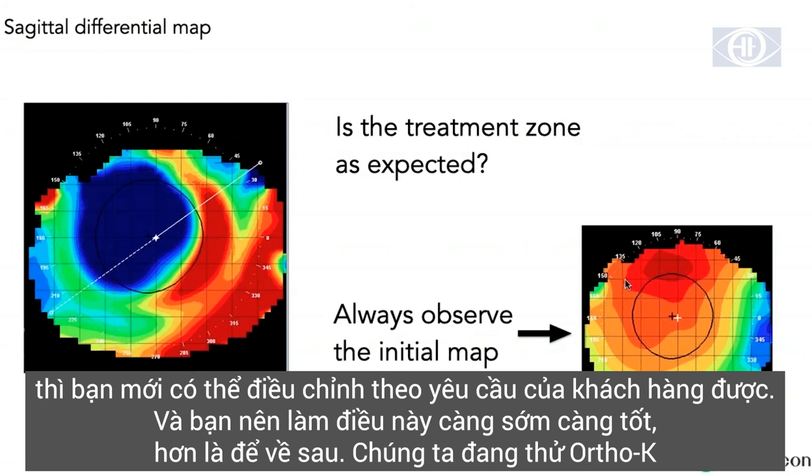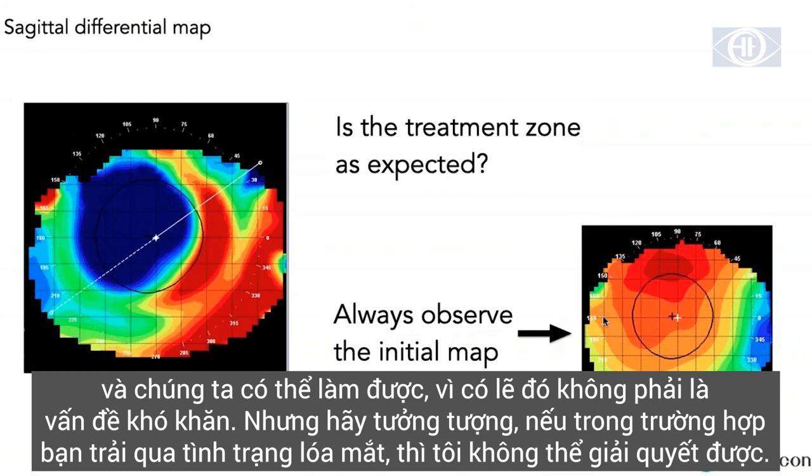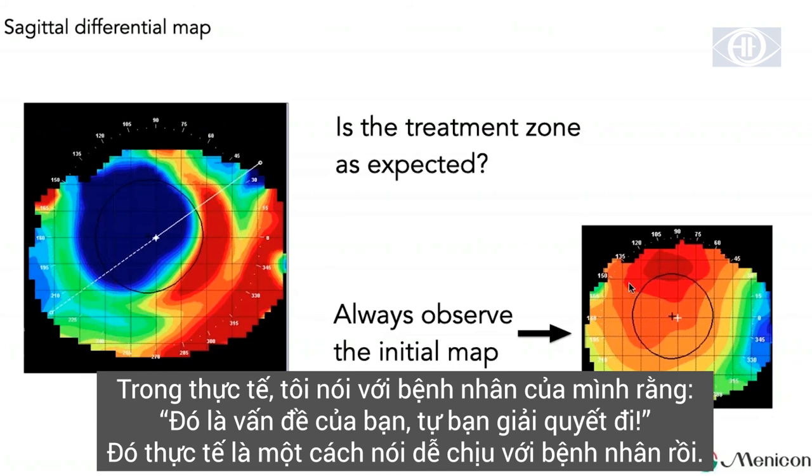So what I say to this patient is, well, okay, we will definitely try Ortho-K. We can probably do it, not a problem at all, but it could be the case that you experience a bit of glare or halo. And if you experience that, it's something I cannot solve. In fact, what I'm saying to the patient, in a nice way, is: it's your problem, keep it.